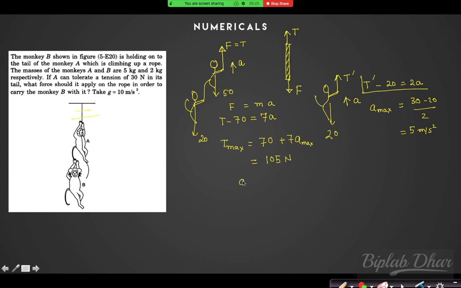What is the minimum acceleration possible in this case? Zero. Because the monkeys are moving upward, and the minimum acceleration possible is 0, right? They are moving very slowly with a constant velocity. So I can find what the tension is in that case. Is it 70 or not? Yes, sir, 70. So the tension value should lie between 70 and 105.